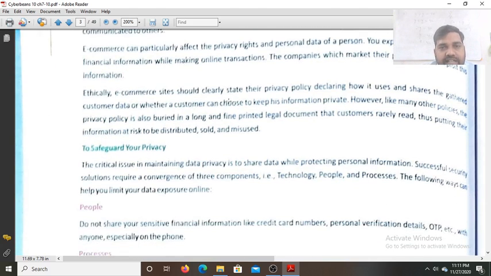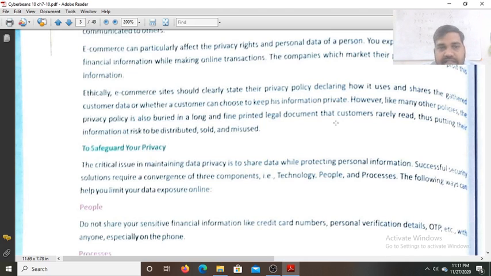Ethically, e-commerce sites should clearly state their privacy policy, declaring how they use and share the gathered customer data. Because it is ethical for an e-commerce website to declare in their privacy policy that they are not going to use your personal information which you have used for shopping, or whether a customer can choose to keep his information private.